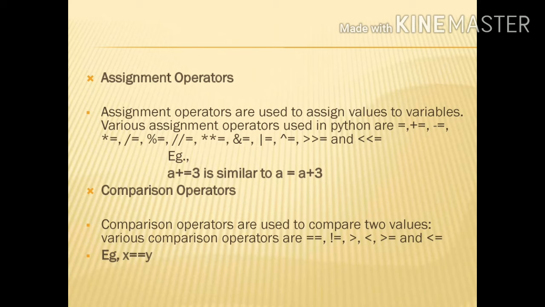Next comes the comparison operator. Comparison operators are used to compare two values. Various comparison operators are double equal to, not equal to, greater than, less than, greater than equal to, and less than equal to. X is double equal to y is an example of comparison operators.